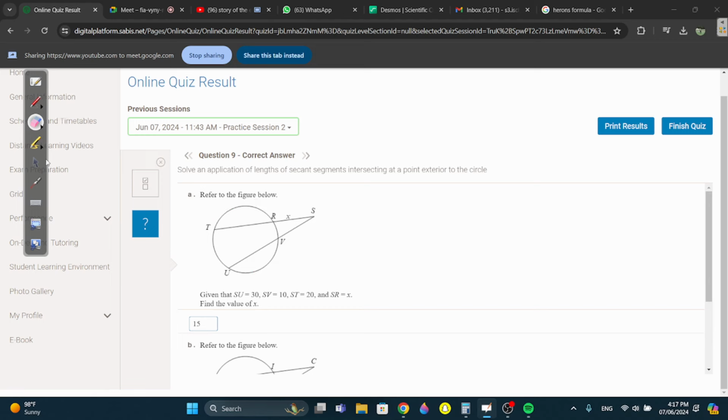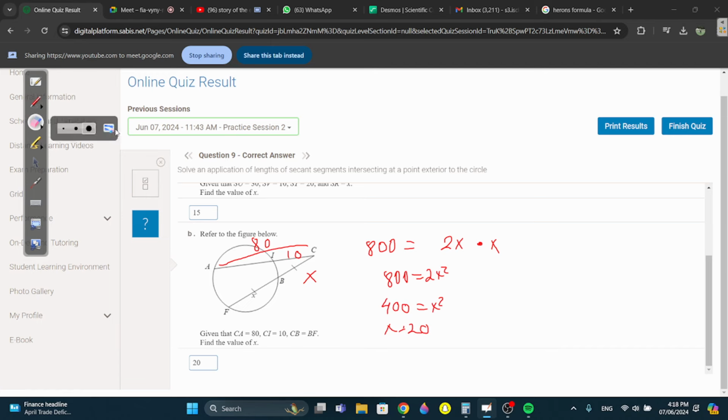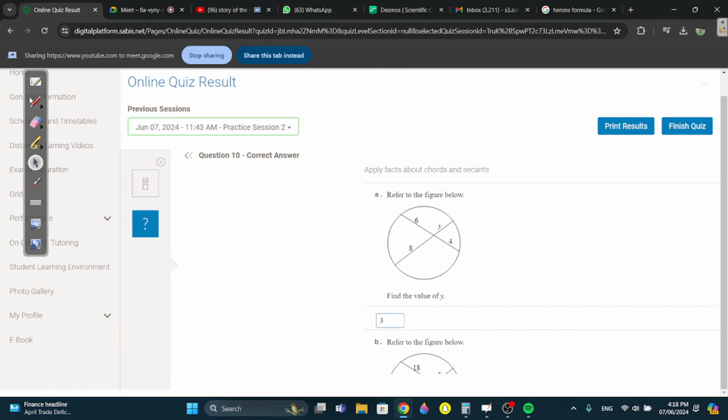Then part B. CA is 80. This whole thing is 80. CI is 10. CB equals BF. So if this is x, this is x. Find the value of x. So whole times exterior, so 80 times 10, which is 800, equals whole times exterior. The whole thing is x plus x, so 2x is the whole thing, times the exterior part, which is x. So 800 equals 2x squared. So 400 equals x squared. x equals 20.